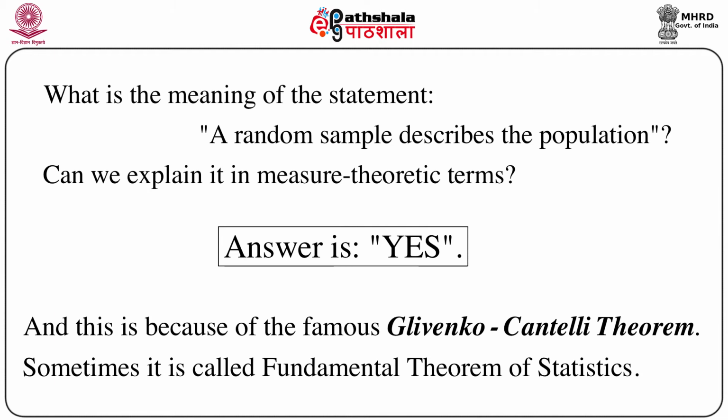Frequently, we make a statement in statistics like: a random sample describes a population. That means a random sample can be treated as a very good representative of the population, or rather it contains many features, or almost all the features of the population, or lots of information about the population or the population parameters.